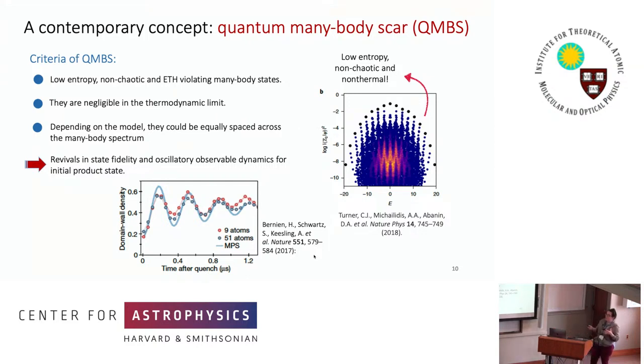They were first found, as Misha told us about, in the Rydberg atom array experiment. And that's partially because these are very low entangled eigenstates.